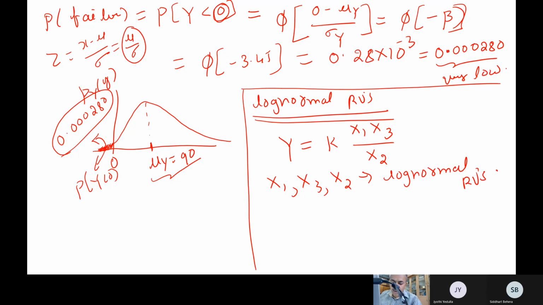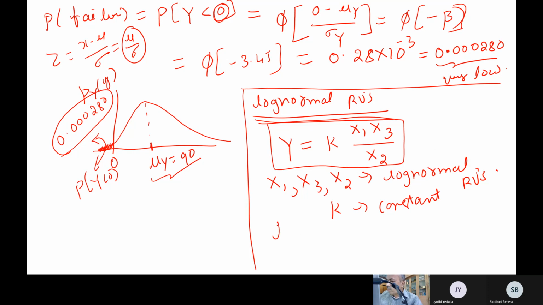So these are all log normal random variables, and of course k is some constant. Okay, so this type of problem will also come up. Now here is the advantage of log normal random variables. If you look at this expression carefully, y is equal to k x1 x3 by x2.